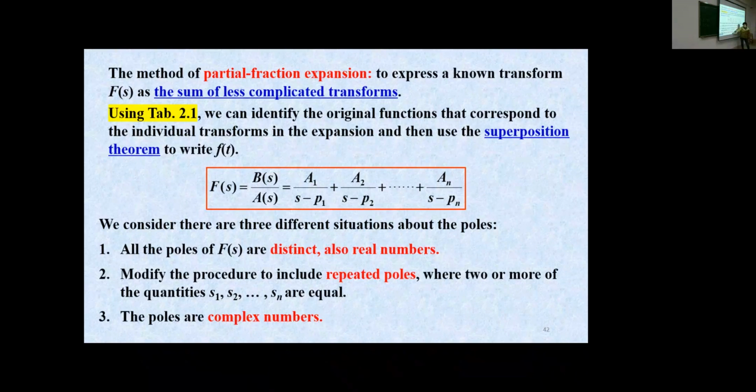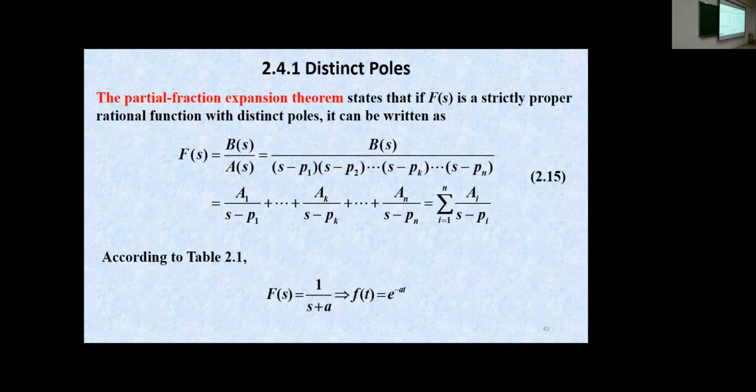How about the last one? We have complex numbers coming in the form of a pair, or several pairs. So these are three situations you need to deal with. First one, the most simple situation: all the poles are distinct and they are real numbers. Then we can rewrite F(s) into the pole form.